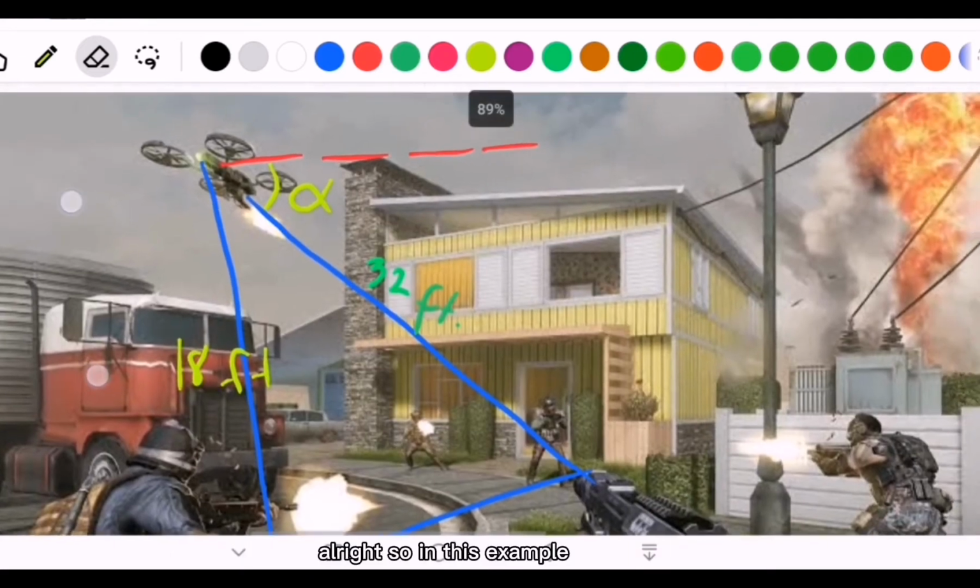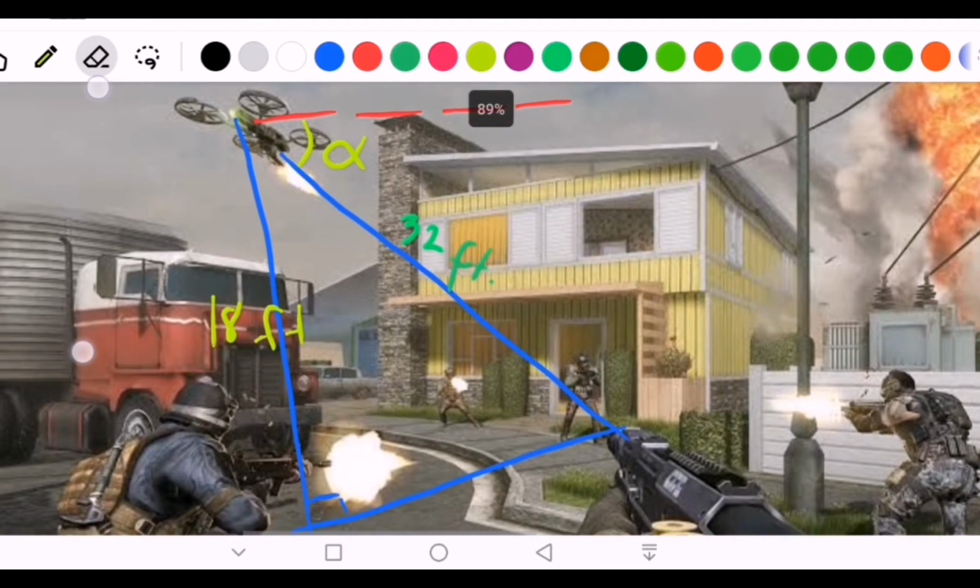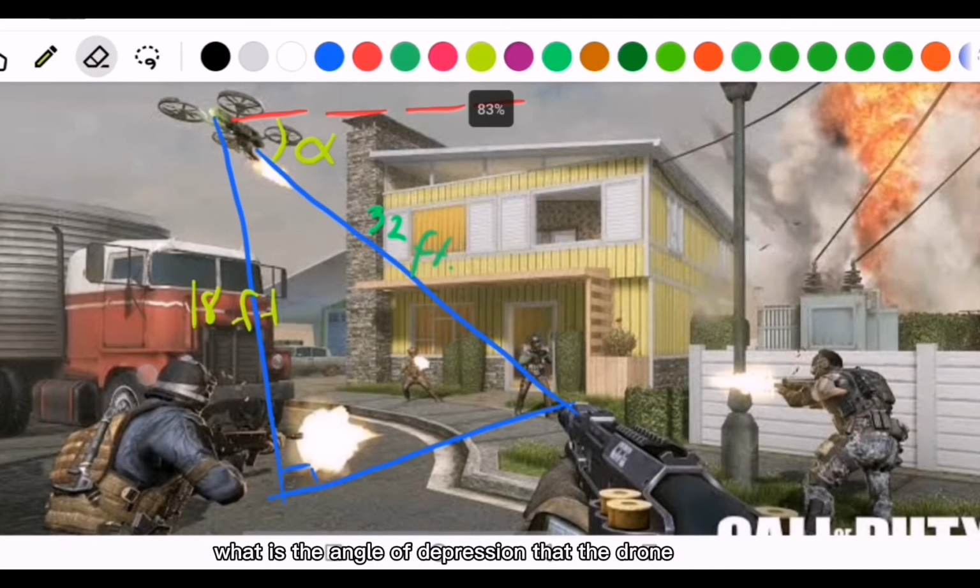In this example, a drone which is 18 feet above the ground is attacking an enemy from 32 feet away. What is the angle of depression that the drone is aiming towards the enemy?